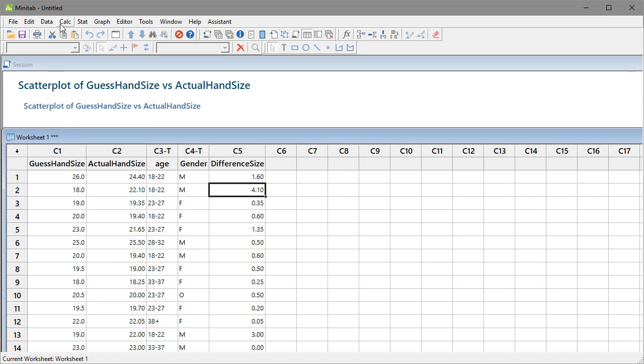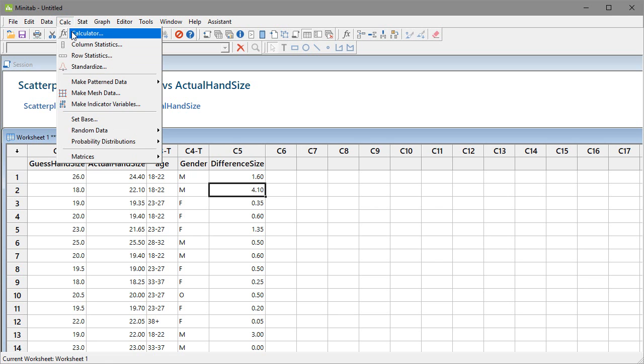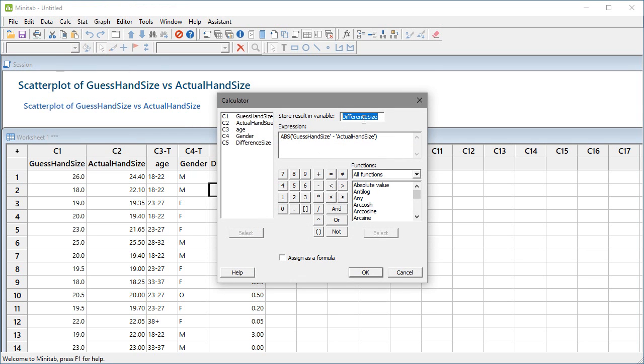So how is that related to the overall hand size? To do that, we're going to come back over to the calculator, and we're going to call this relative, because we're making a relative difference. So we're making a new variable here. For this one, we're still going to use that absolute value, so we're still using all of that data, except now we're going to divide it by actual hand size.